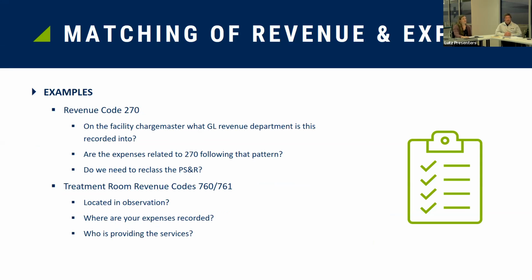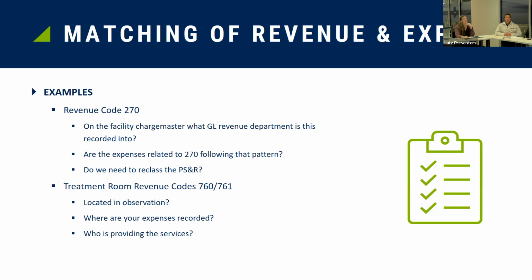Yeah, exactly. And it's really important to have your charge master rep that's working on your charge master from the revenue cycle perspective and your accounting side put their heads together on this to make sure it's accurate. So these are just a few examples of revenue codes that we commonly see having some matching issues between various clients. Revenue code 270, which is a supply type charge. Where is that revenue going? Is it a billable medical supply? Should it be in a central supply or medical supply line?